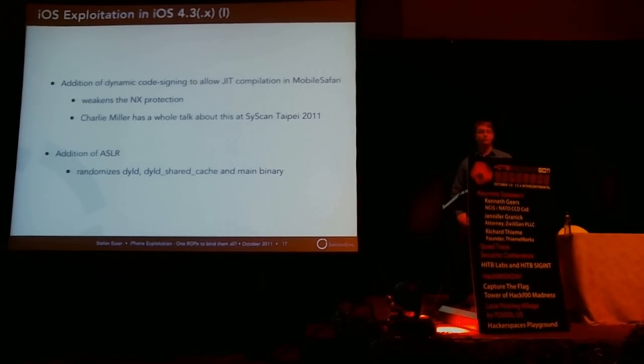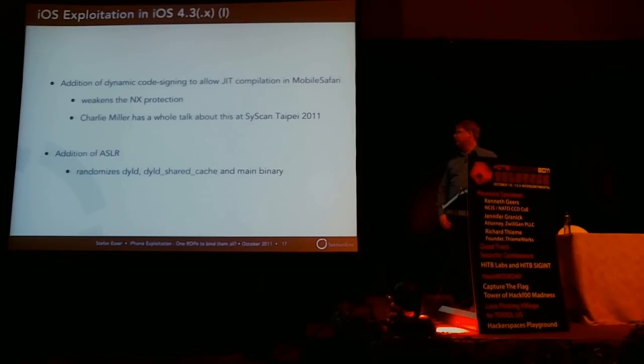So now let's go to the newer versions, to 4.3. Apple added the just-in-time compiler, the Nitro compiler, to mobile Safari. This adds something called dynamic code signing, which allows Safari to have writable and executable memory. Of course, this weakens the protections a bit, and I will not go into it because Charlie Miller will have a whole talk about it next month in Taipei. So I will only care about the ASLR for this talk.